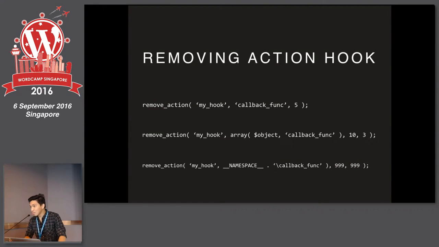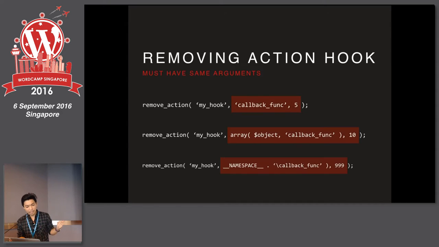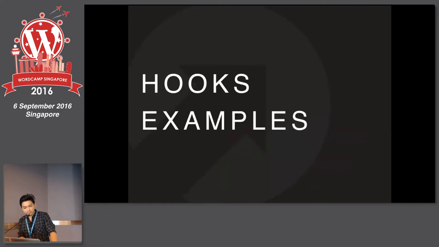If you can add, you can also remove. To remove an action, you only need to invoke remove_action and pass the name of the hook, together with the same arguments that you used when you added the hook. Remember, you added the hook earlier, so you need to pass the same arguments. It should have the same callback and the same priority number. So yeah, we have a couple of examples coming up.